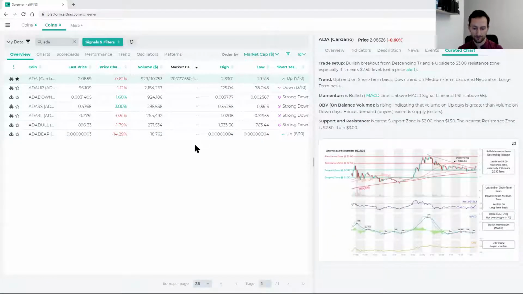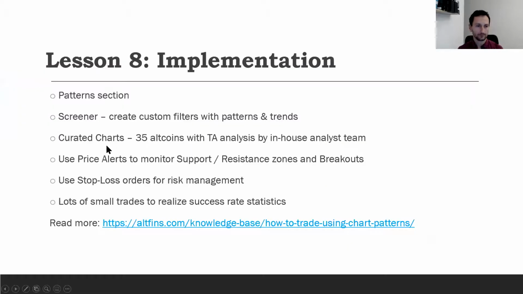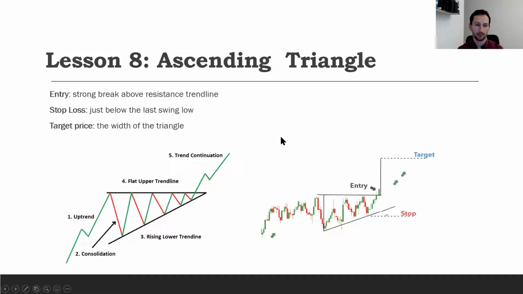Okay, but the point is, you can find some decent trading setups in the curated chart section as well. So we cover that. And of course, the price alerts, I encourage you to use that tool as well to help you stay on top of the market in terms of the breakouts of support and resistance areas. Now, let's look at some specific situations.